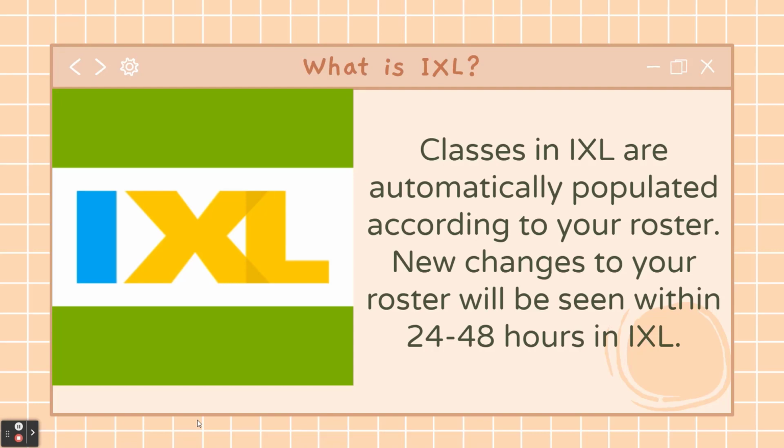Any new changes to your roster, because we all know our rosters change, it almost seems like on a daily basis, any new changes to your roster are going to be reflected in IXL within 24 to 48 hours. So that is another good thing. There's a very quick turnaround when students drop classes or move in. You will see the changes within 1 to 2 days. So now I'm going to show you how to get to IXL, and then we're going to talk about your classes and your dashboard.